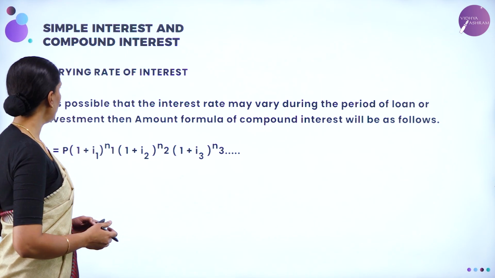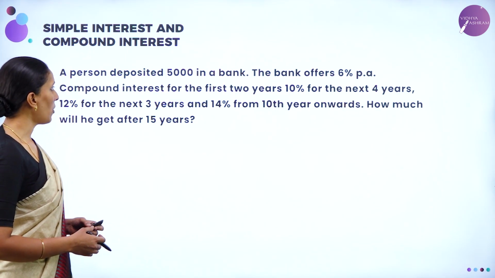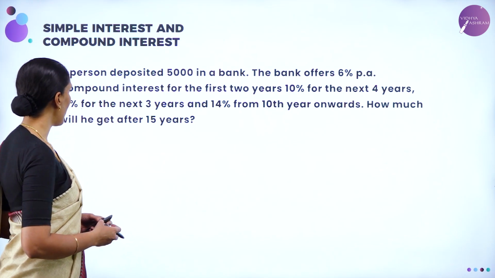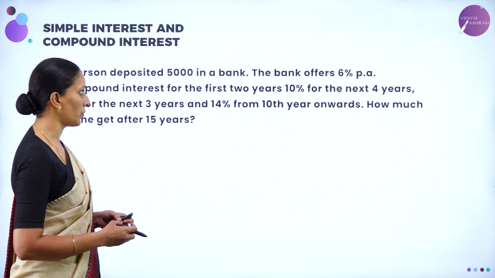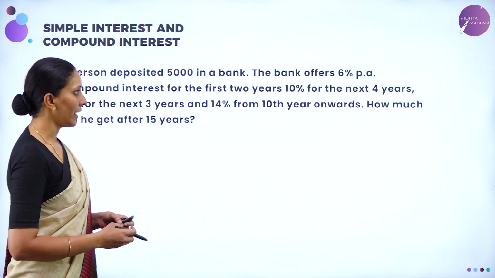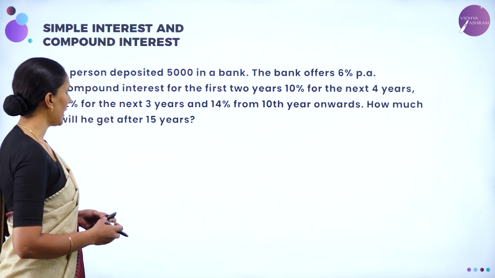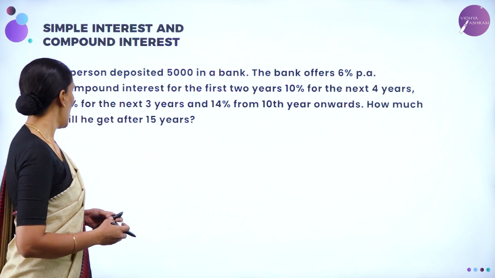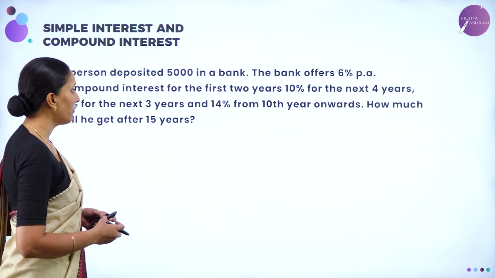Let's take an example. A person deposited 5,000 in a bank. The bank offers 6% per annum compound interest for the first 2 years, 10% for the next 4 years, 12% for the next 3 years, and 14% from the 10th year onwards. How much will he get after 15 years?